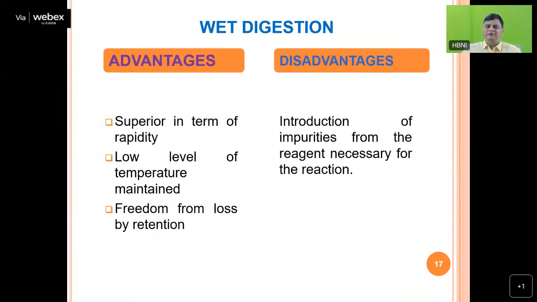What are the advantages and disadvantages of doing the wet digestion? It is superior in terms of rapidity. Definitely, because in a muffle furnace we have to wait for 4 or 5 hours, whereas this can be done in 1 or 2 hours. A low temperature is maintained, because we don't need to go to 450 or 500 degrees centigrade, and there is freedom from loss by retention. What are the disadvantages? Because we are using so many solvents, there is introduction of impurities from the reagents necessary for the reactions.